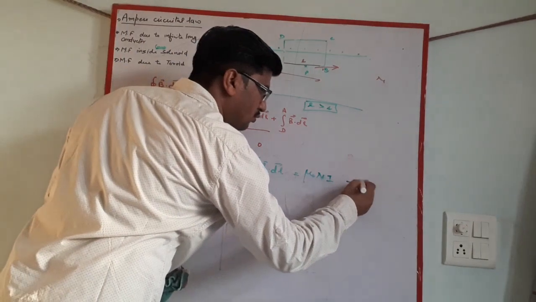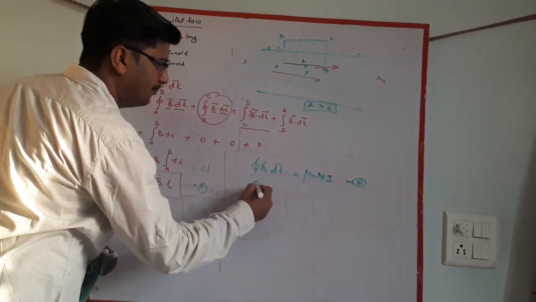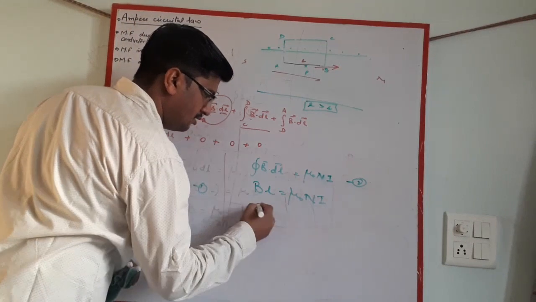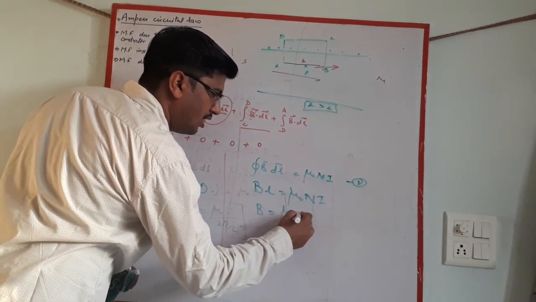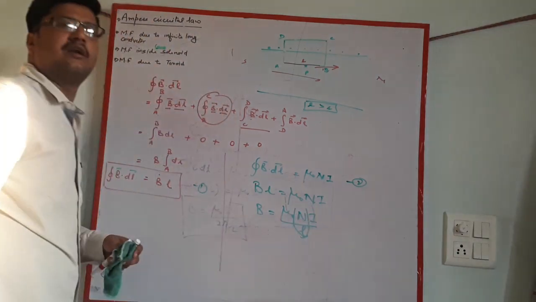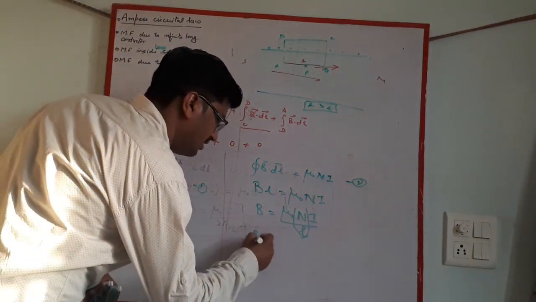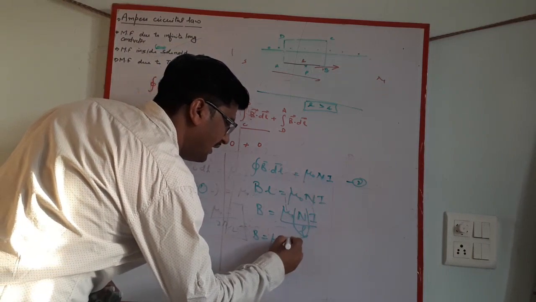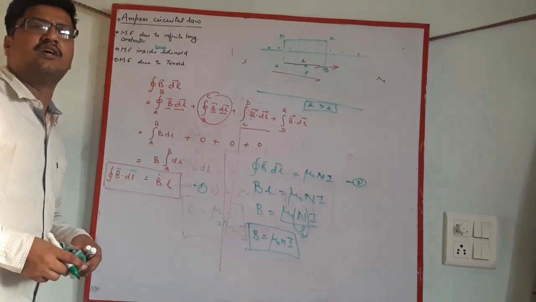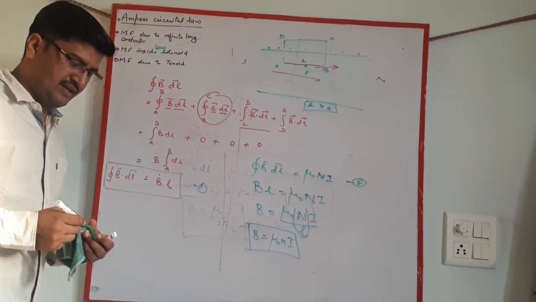Comparing 1 and 2, what we observe is that B into L is equal to mu naught nI, so B is equal to mu naught nI upon L. Here n upon L is the number density. So B is equal to mu naught nI. This is the simple relation for the magnetic field inside a solenoid.